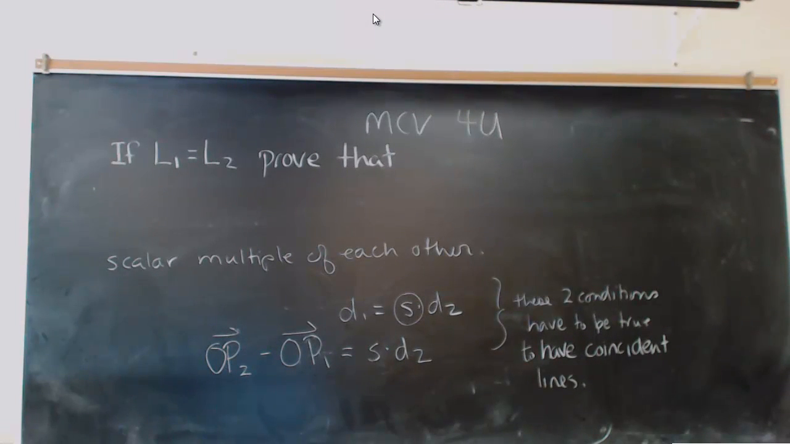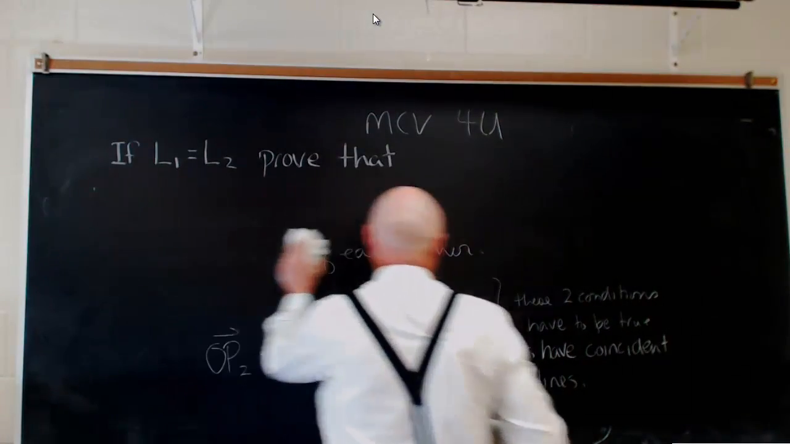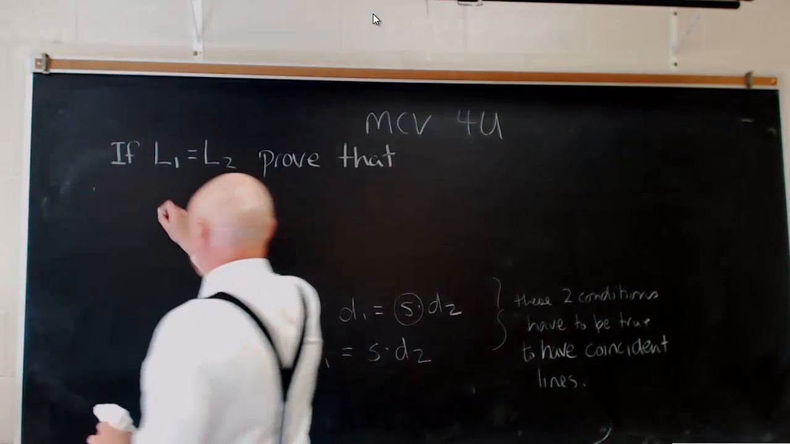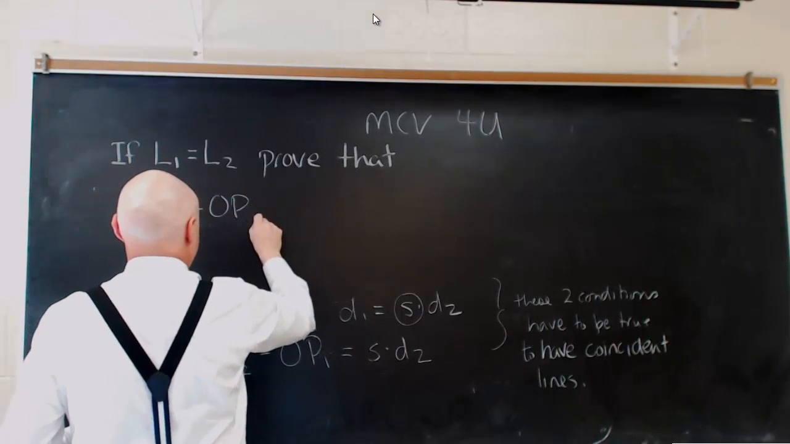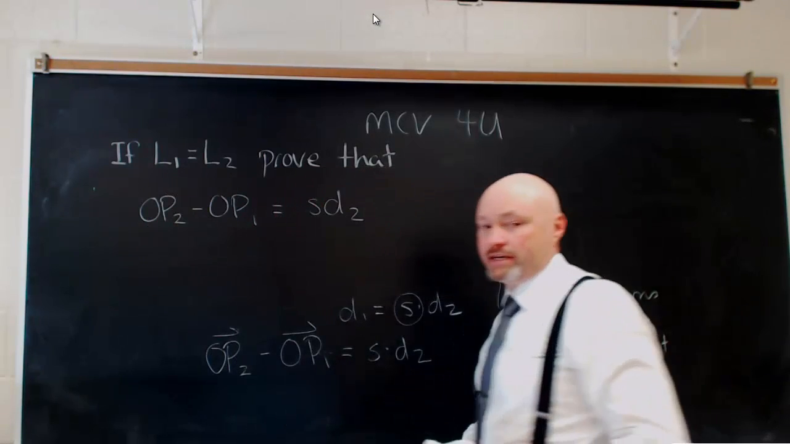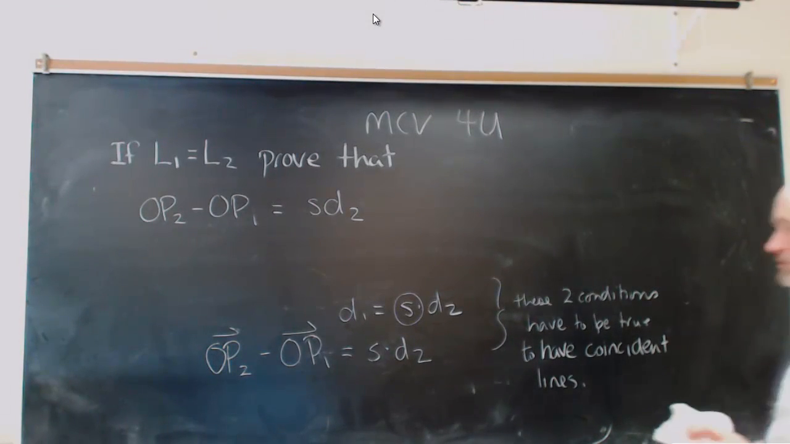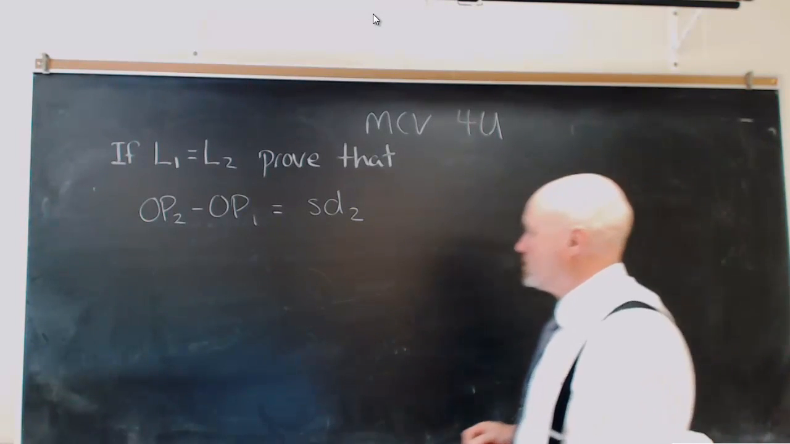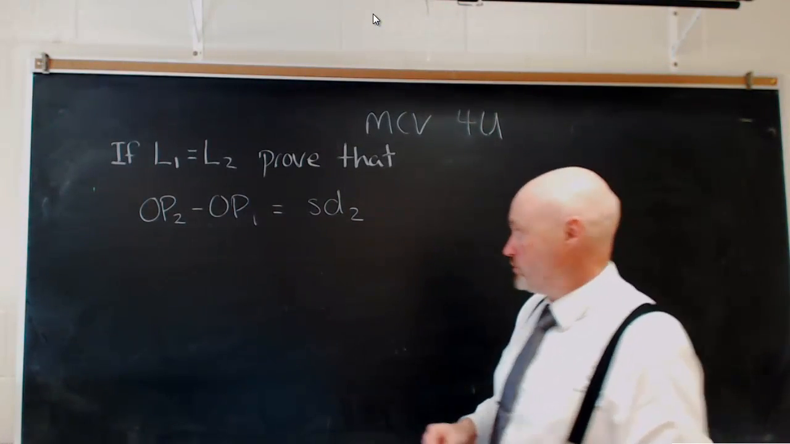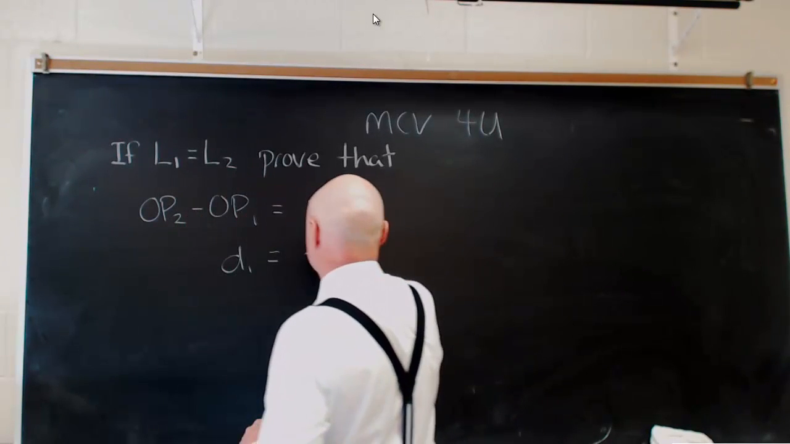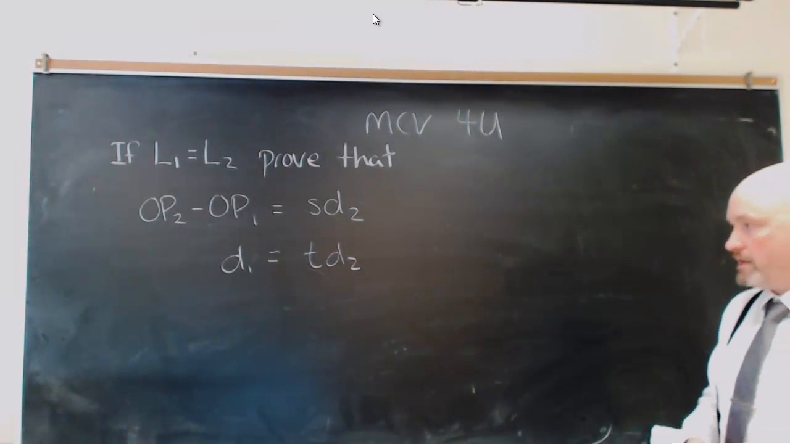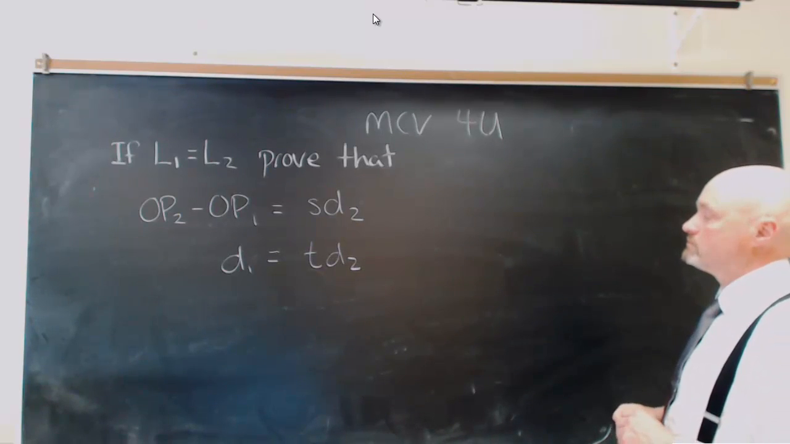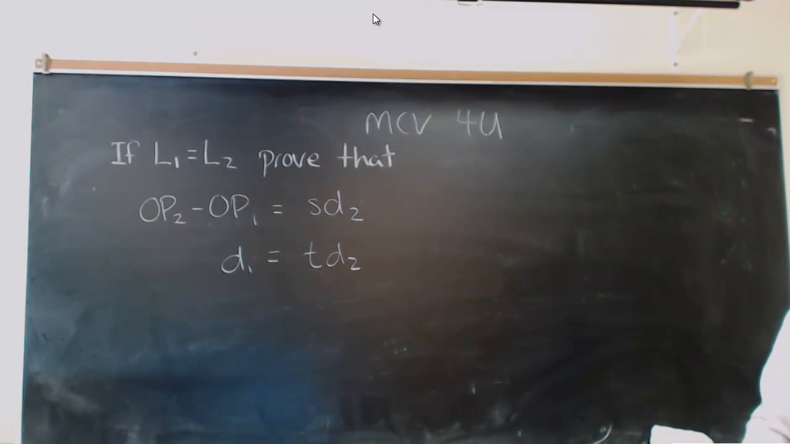So if we know those two lines are equal, this is a little problem we're going to examine. We want to prove that OP2 minus OP1 is a scalar multiple of the second direction vector, and we also want to prove that D1 is a scalar multiple of D2. Okay? Does that make sense so far?